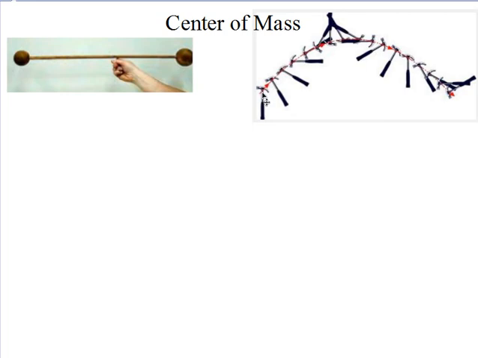The path followed by the center of mass is a very simple parabolic trajectory, whereas if you were to try to look at the whole system, the whole hammer, there's very complex motion going on there. So there is an advantage to this center of mass idea.